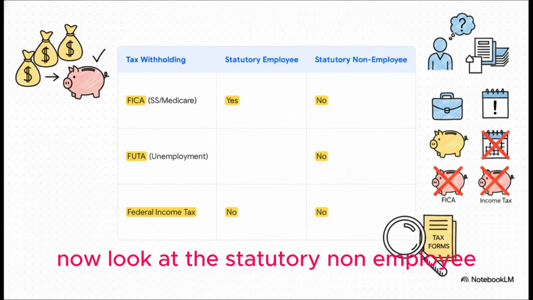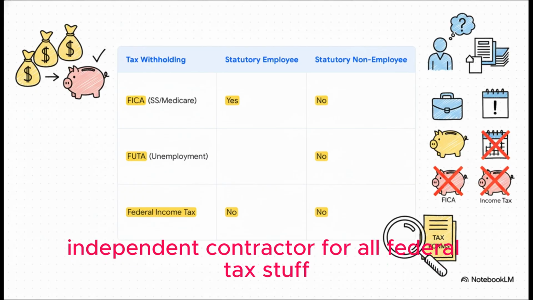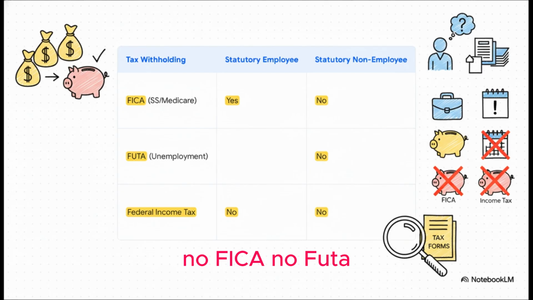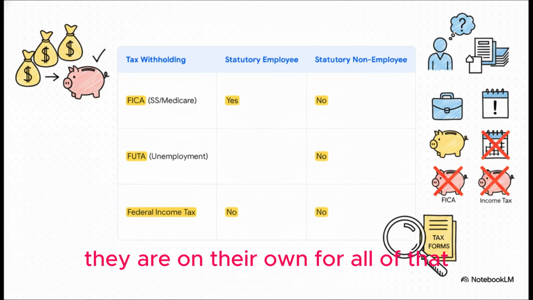Now, look at the statutory non-employee. They are treated exactly like a regular independent contractor for all federal tax stuff. No FICA, no FUTA, that's federal unemployment, and no income tax withholding. They are on their own for all of that.